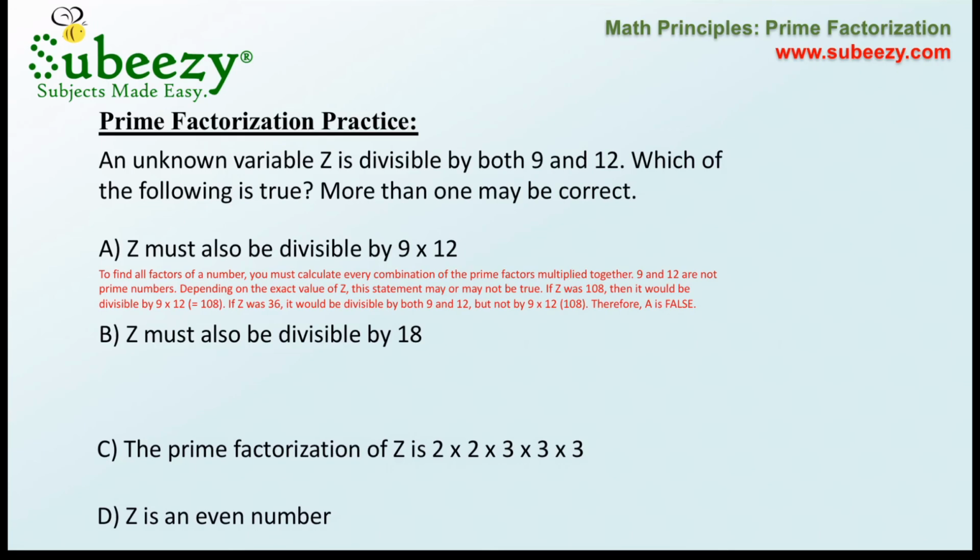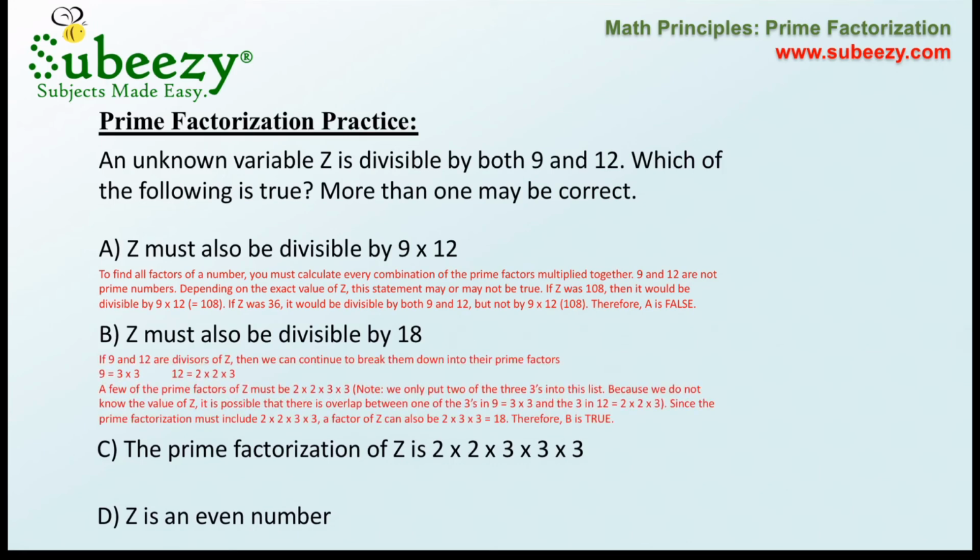Now for option B. If 9 and 12 are divisors of z, then we can continue to break them down into their prime factors. 9 is equal to 3 times 3, and 12 is equal to 2 times 2 times 3. A few of the prime factors of z must be 2 times 2 times 3 times 3. Note that even though we have a total of 3 3's, we are only including 2 of them.